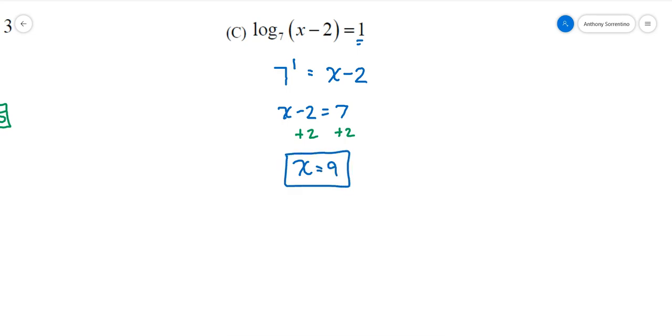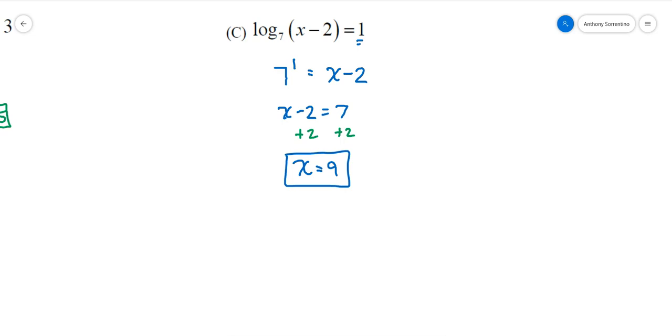And if you look back on it and say, well, for me to get a 1 on that side, if you know more about the logarithms, well, then 7 to the first power has to be what is on that side there, and that's what x minus 2 has to equal. So you can rewrite it as the exponential, get to the same point, whatever. So these are pretty straightforward, and it's somewhat easy.